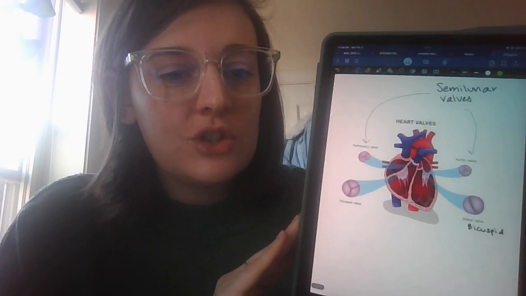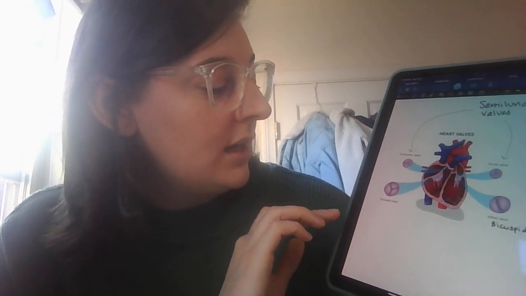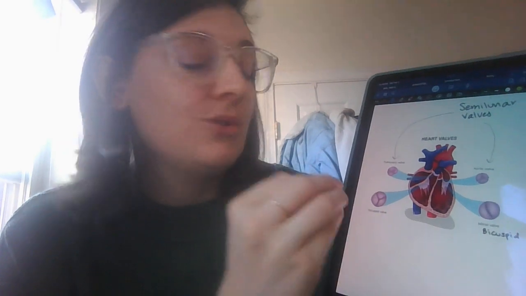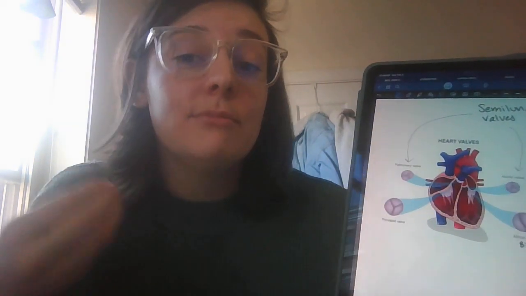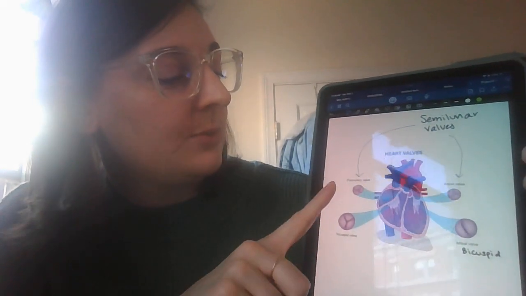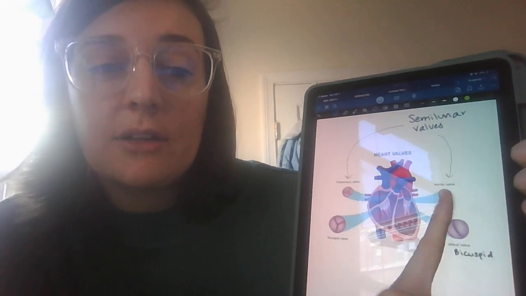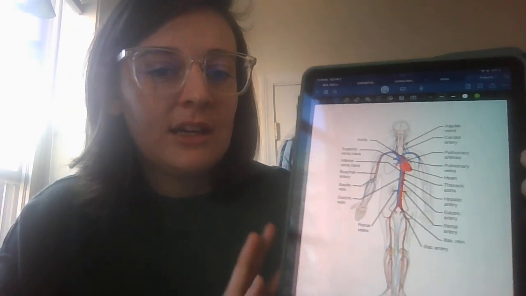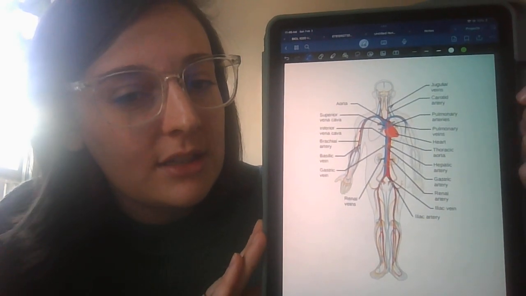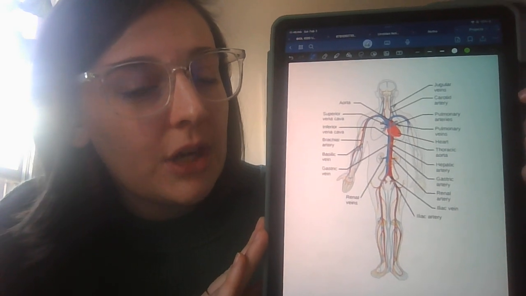Taking a quicker look at just the valves, we have the tricuspid valve and the mitral or bicuspid valve, which are the atrioventricular valves. They're the valves in between the atrium and ventricles. And then we have the semilunar valves, which would be the pulmonary valve and the aortic valve. This is also just a quick look at all the big arteries and veins throughout the body, which I think is helpful to have a mental image of.